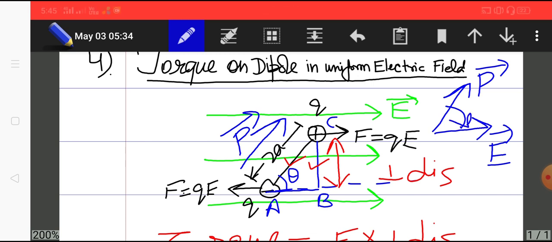So if you imagine a screw, if you place it at the center and rotate it clockwise, it will go into the paper. So the direction of torque here is perpendicular, into the plane of paper.